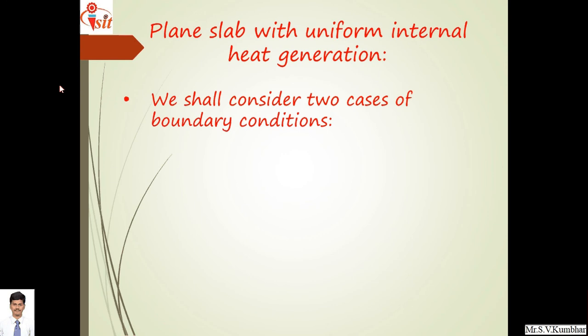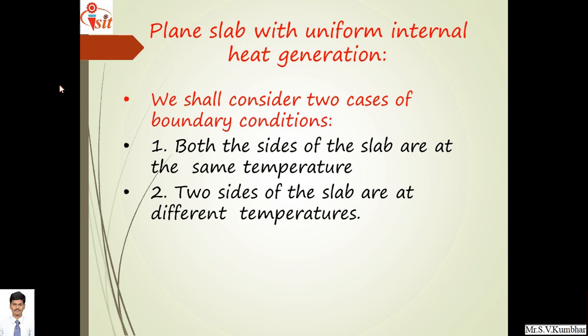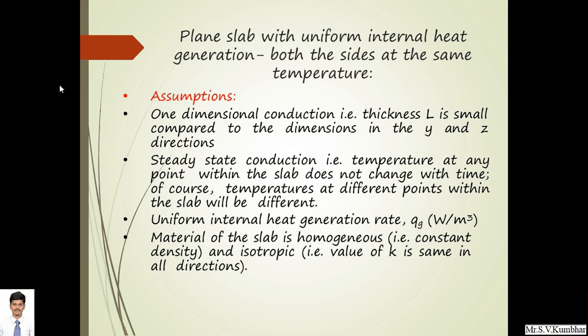Now, in a plane slab with uniform internal heat generation, we will consider two boundary conditions. In the first boundary condition, both sides of the slab will be at the same temperature. This is our first case. And the second case is where the two sides of the slab will be at different temperatures. Before going to start the actual derivation, we will state a few assumptions.